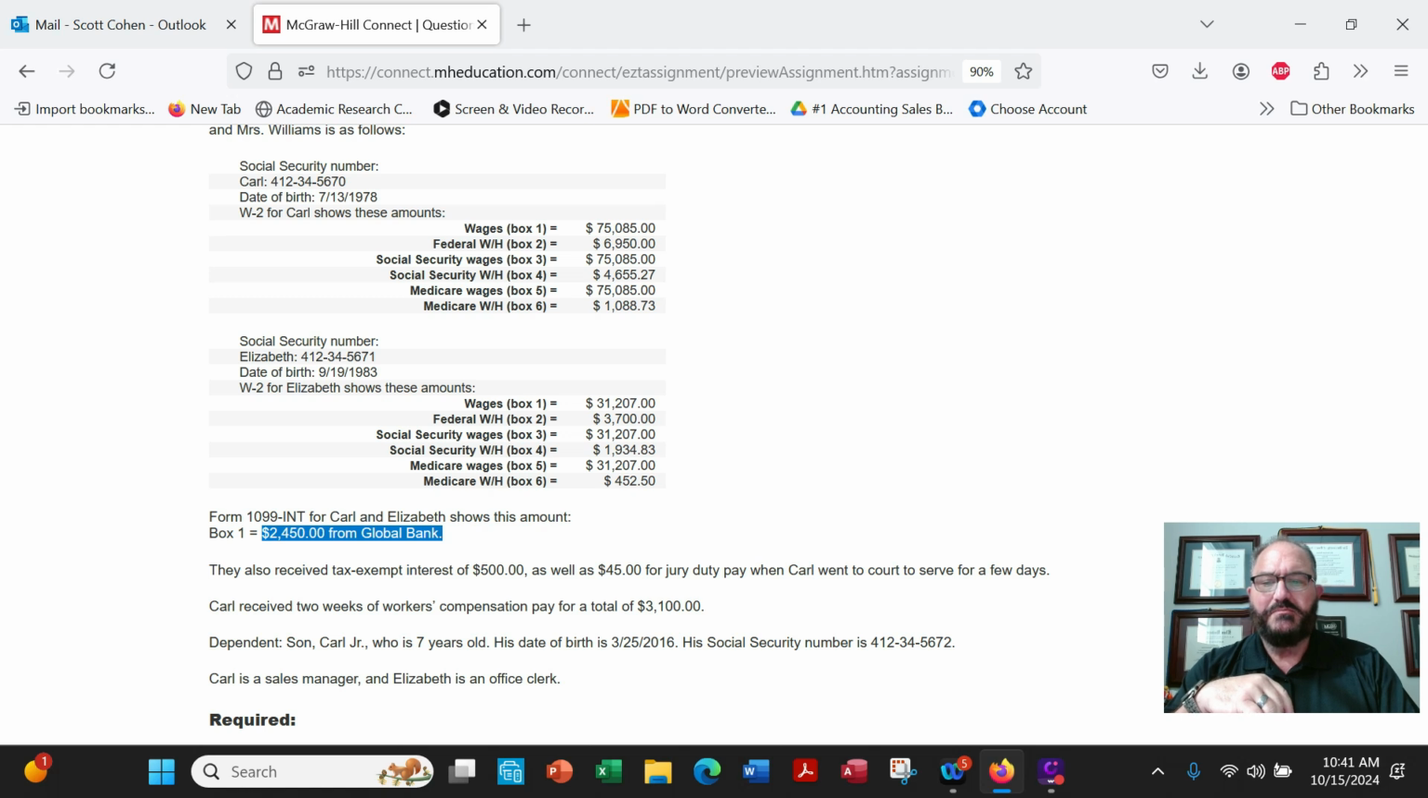They also got some tax-exempt interest, okay? The tax-exempt interest, although it's not taxed, they do make you put the information on the 1040. It's on the front page of the 1040. Let's see. That goes in 2A, okay? That goes in 2A.